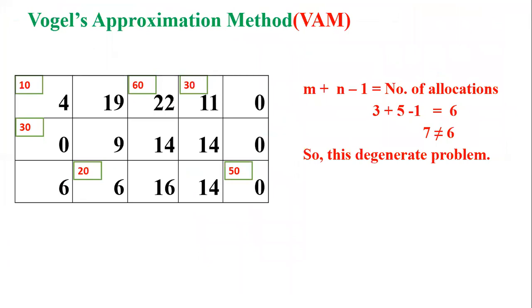This is the VAM table, the allocated table. The next condition is m plus n minus 1 equal to the number of allocations. 3 plus 5 minus 1, 3 rows, 5 columns. Minus 1 equal to, we have 6 allocations. 8 minus 1, 7. 7 is not equal to 6. This is a degenerate problem.